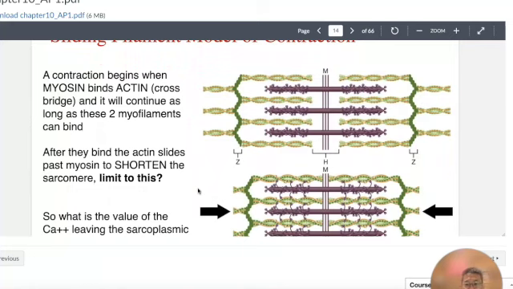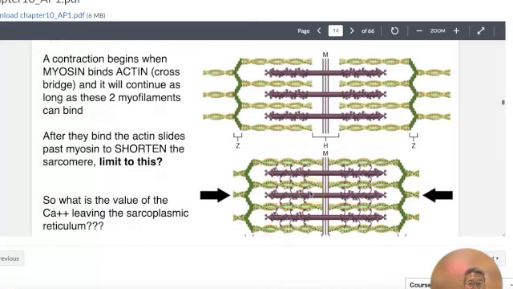So here is again how it works. You see how this is when it's resting. The myosin head is not attached to the actin. It's not sliding. So here's contraction. The myosin head hooks onto the site of the actin and pulls it closer to the midline, the H zone, making the H zone shorter.